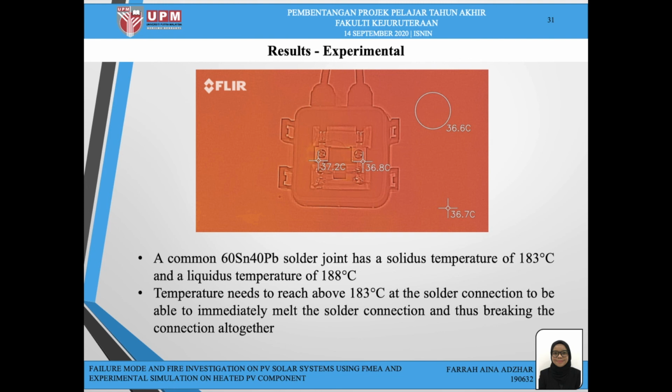Results: a common 60S and 40 PB solder joint has a solidus temperature of 183 and a liquidus temperature of 188 degrees Celsius. So therefore, the temperature needs to reach above 183 degrees Celsius at the solder connection right here for it to be able to immediately melt the solder connection and thus break the connection altogether. What I'm trying to simulate here is that the temperature needs to reach above 183 at the solder connection.